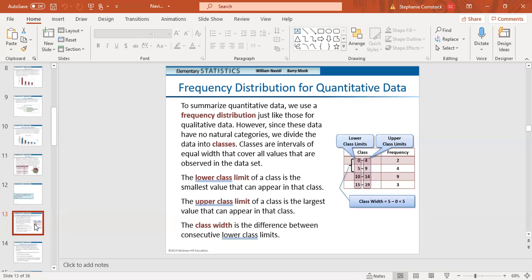Now, the class width is how far it is from a lower limit to the next lower limit. It is also how far it is from an upper limit to the next upper limit. And this should be consistent. So if you notice, from 0 to 5 is a difference of 5. From 5 to 10 is a difference of 5. From 10 to 15 is a difference of 5. Also, from 4 to 9 is a difference of 5. 9 to 14 and 14 to 19 both also have a difference of 5. So that class width can be found in several locations as we're processing through here.